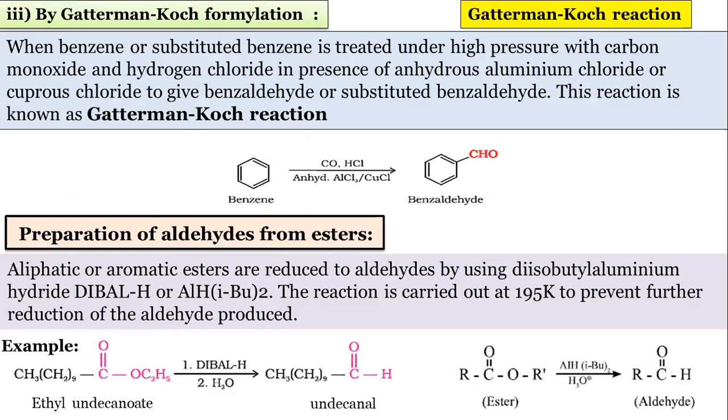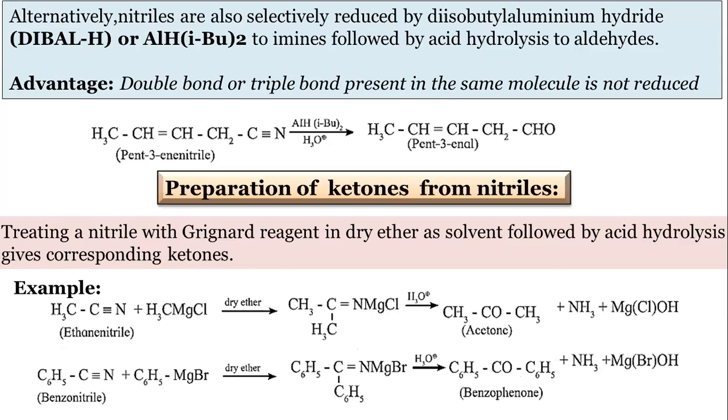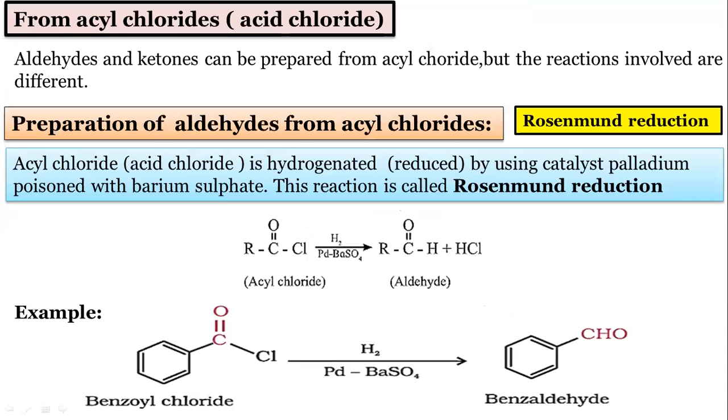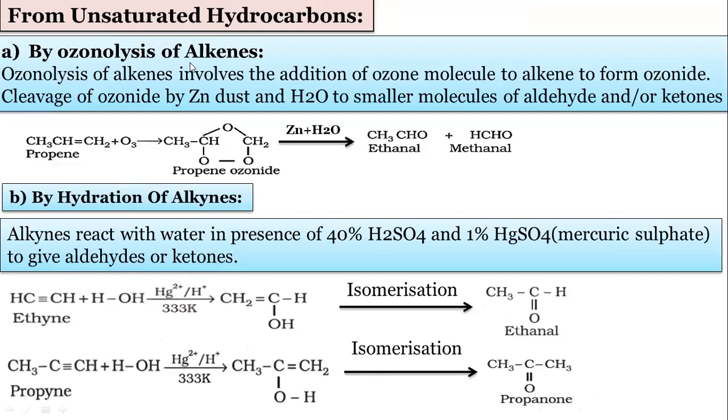Methods of preparation of ketones. This reaction, preparation of aromatic ketones from acyl chlorides, is deleted this year because this reaction is repeated many times. This is also explained in 11th standard. So this reaction will not be asked. And again, the methods of preparation of aldehydes and ketones by using hydrocarbons are also reduced: by ozonolysis of alkenes and by hydration of alkynes. These two reactions are also reduced. So no question will be asked on this part.